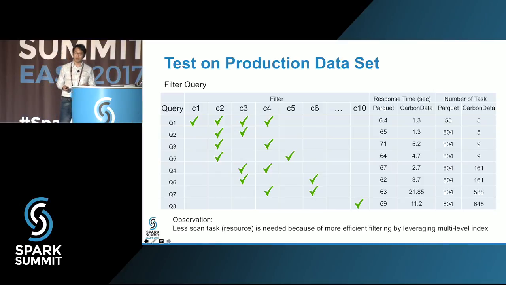And this test is performed on a production data set. We tried a different combination of filter columns to see what's the response time of the Carbondata. You can see because all these columns are within the MDK range in the Carbondata when you create the table, this performance is quite good compared to Parquet. And why is this? Because in the driver side, Spark is able to prune the file so that less task is sent to executor. You can see the number of tasks for Carbondata is less than the Parquet task.